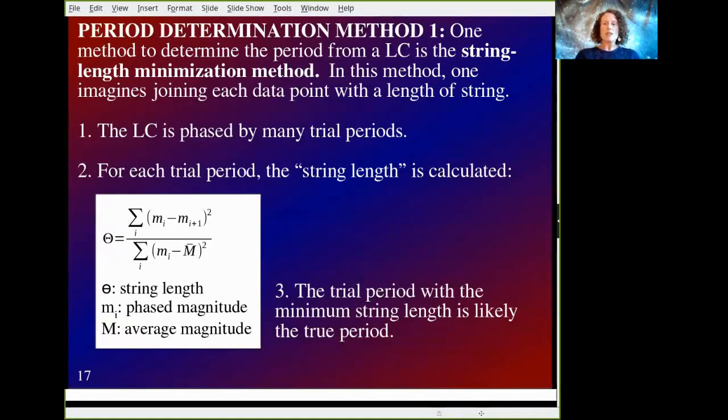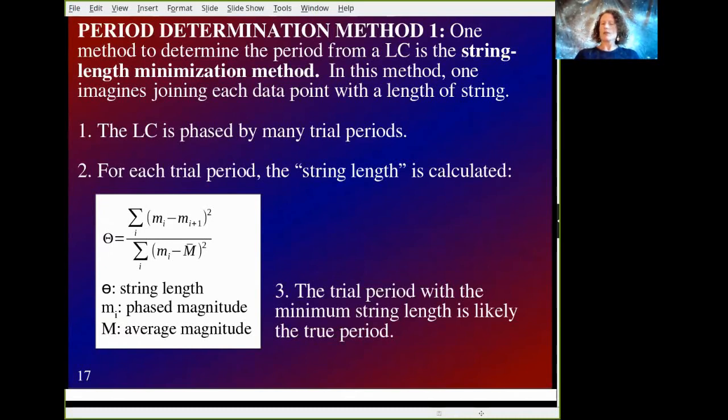So now we're going to be talking about a number of different period determination methods. And so the first period determination method we're going to talk about is what's called the string length minimization method. So in this method, one imagines joining each of the data points together with a length of string. So how do you do this? Well, first of all, you would just generate a list of many trial periods that you think would be plausible for the object.